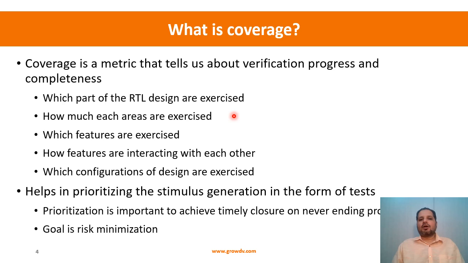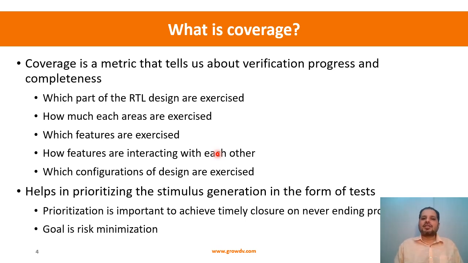We can find out, for example, which part of the RTL design has been exercised, and how much each of the areas is exercised, as we have seen that certain areas are more important than others, and we need to know whether the important areas have been exercised relatively more. We can also find out which features are exercised. Features are independent of design, so sometimes it may not be possible to map an entire feature to one particular area. It could be spread out.